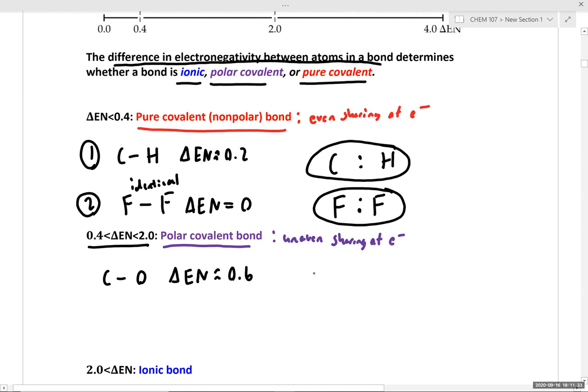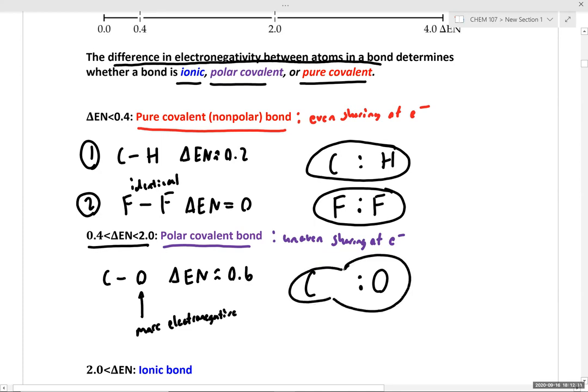So if we think about our carbon-oxygen bond, which atom is more electronegative? Which atom is pulling on our electron density more readily? Which atom is more electronegative? What was that? Oxygen. Yep, exactly right. Oxygen is more electronegative. And as a result, in our carbon-oxygen bond, most of our electron density is going to be centered on oxygen.